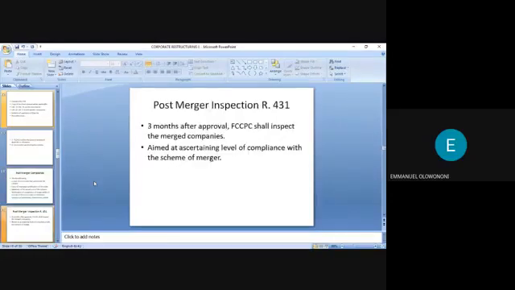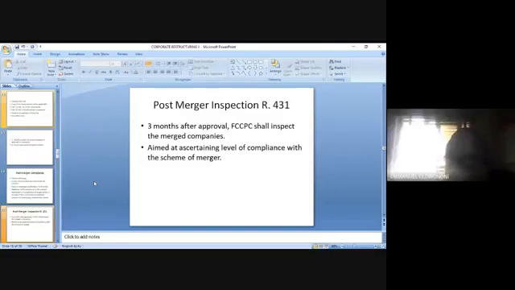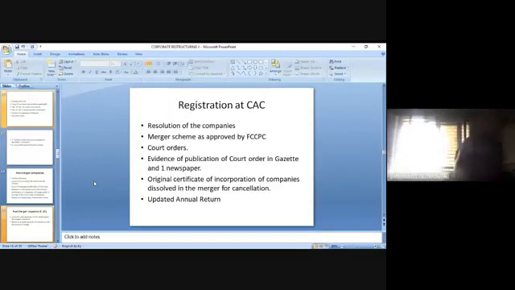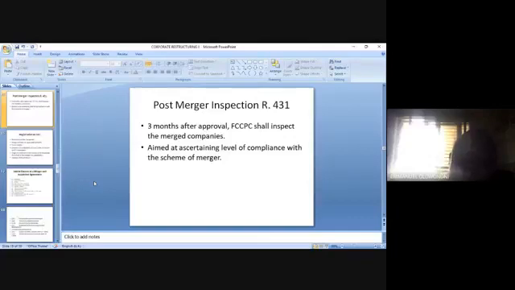And then there is also what is called post-merger inspection. After the merger has been done, FCC has the power to inspect, like I said, to ascertain the level of compliance with the schemes of merger, and to also ensure that the company has not resorted into an unhealthy monopoly in the market and all that. So it will be done 3 months after approval to do all this.